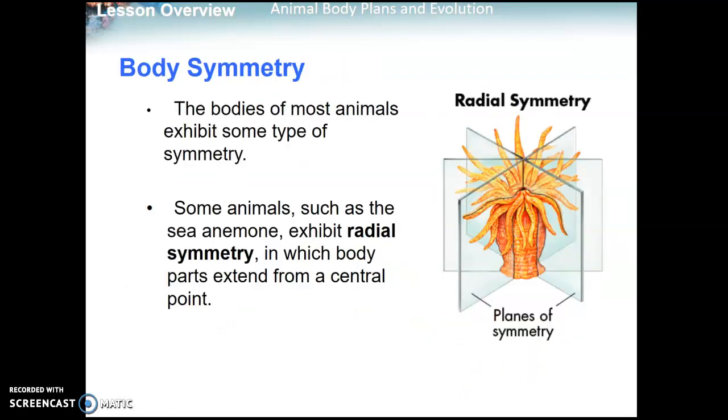So animals can be divided based on their body symmetry. The bodies of most animals have some type of symmetry. One type of body symmetry is radial symmetry, like this sea anemone. Everything is arranged in the body plan of the anemone, so it radiates from a central point, like a circle.